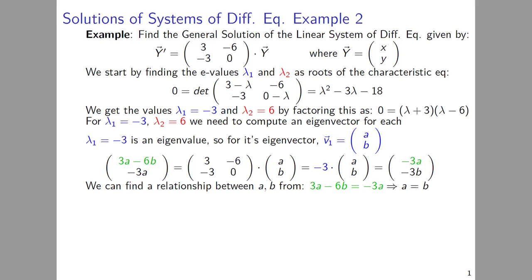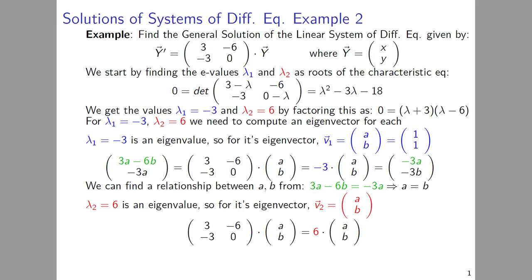Now that we have this relationship between a and b, we need to pick an eigenvector. It can be any vector so that a equals b, other than the 0 vector, which by definition cannot be an eigenvector. To make things simple, let's take the vector (1, 1), though we could have just as easily taken (2, 2) or (3, 3).